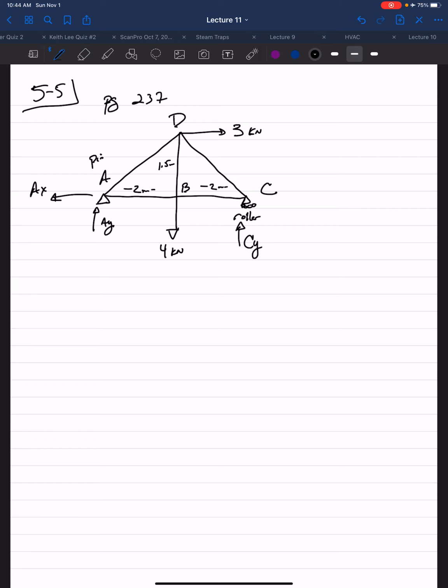So when we come to this situation, before we can do our joint analysis, we have to do an overall free body diagram of the structure, taking into account the support reactions. So going back to our chapter 4 tools, if I take the sum of the moments about point A, which eliminates AX and AY, we know CY causes a counterclockwise, positive. Perpendicular distance is 4 meters.